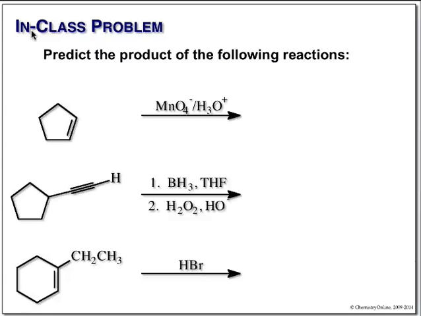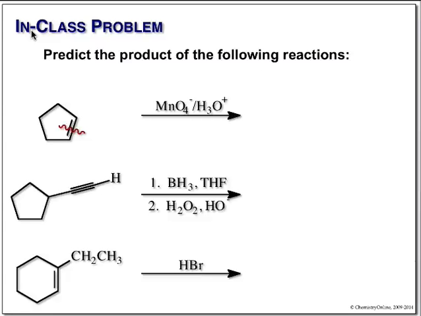But here we have acidic permanganate. Now, we just talked about acidic permanganate. What does it do? It cleaves bonds, doesn't it? So we have a double bond here. We are going to cleave this double bond right here, like that, with our acidic permanganate.